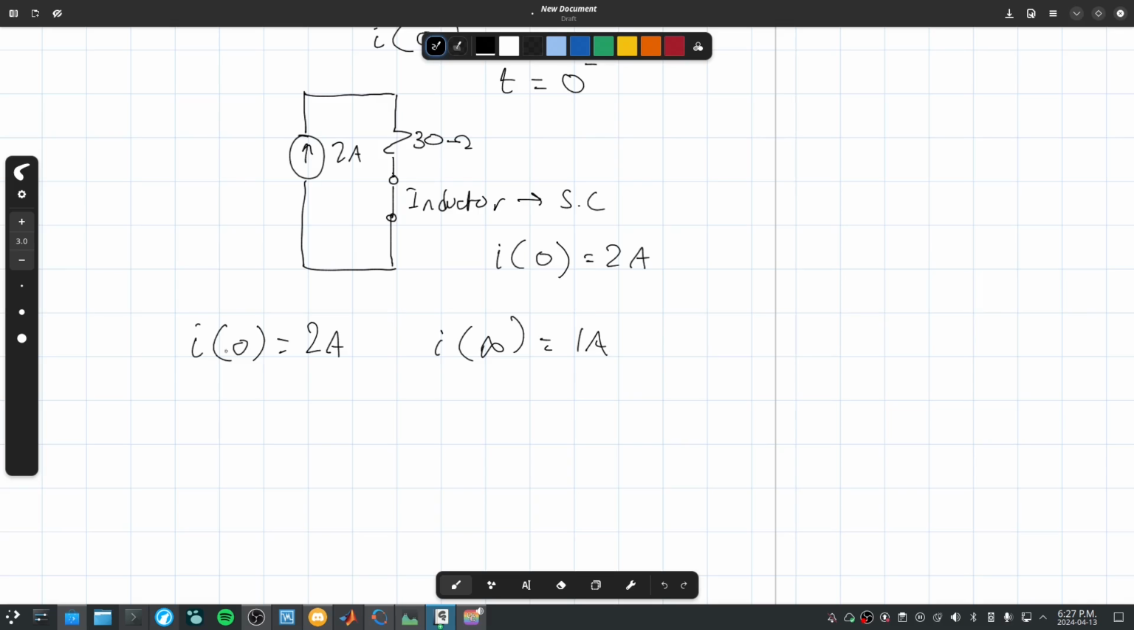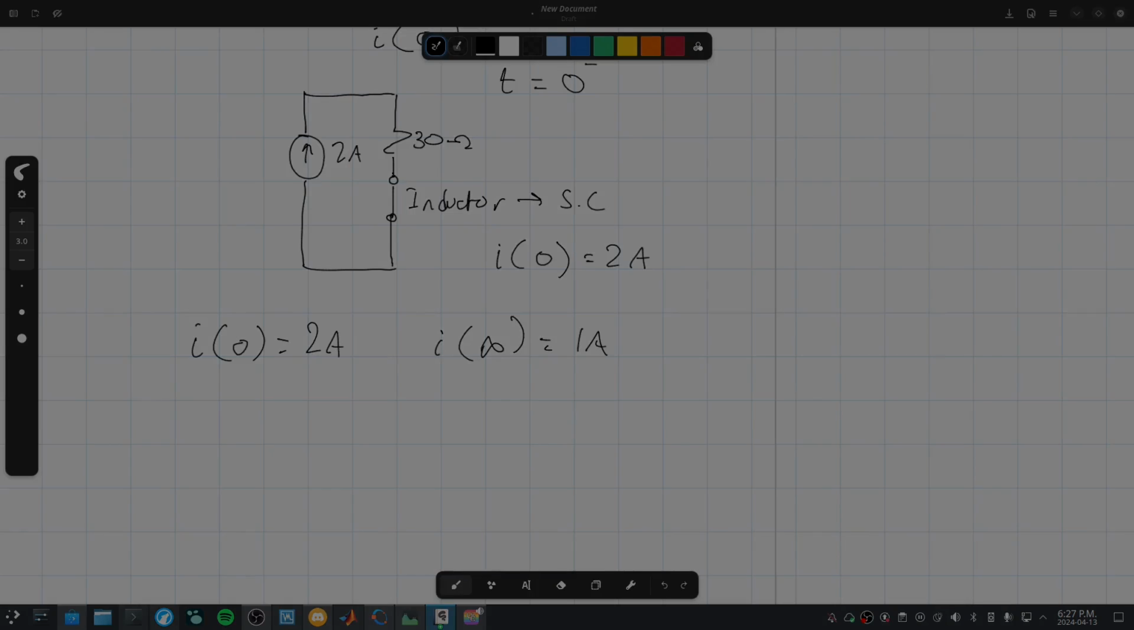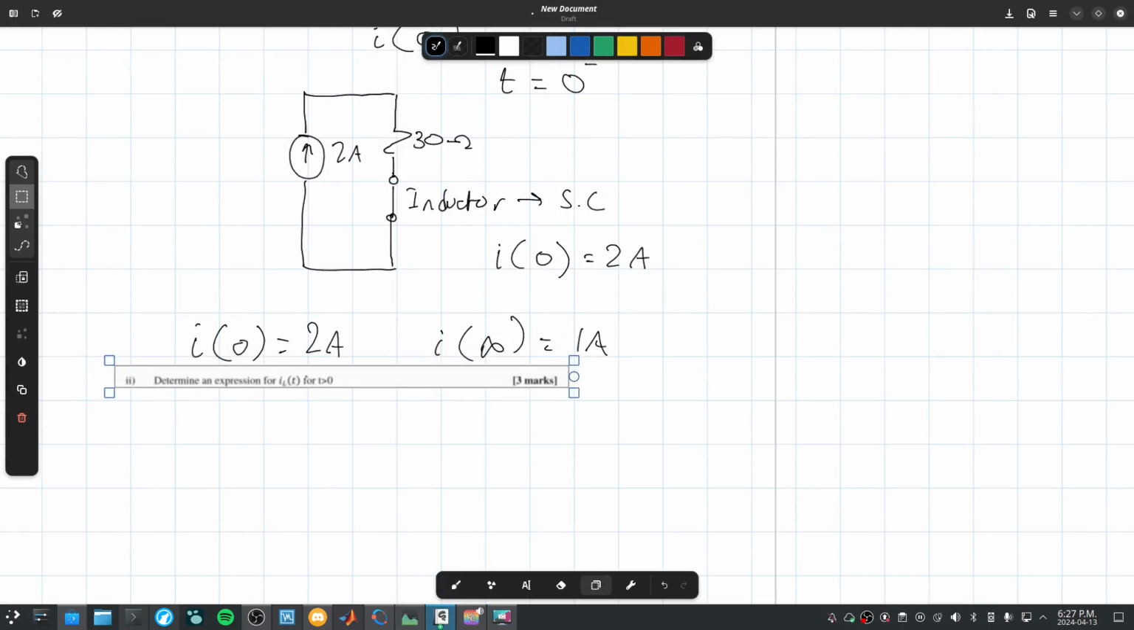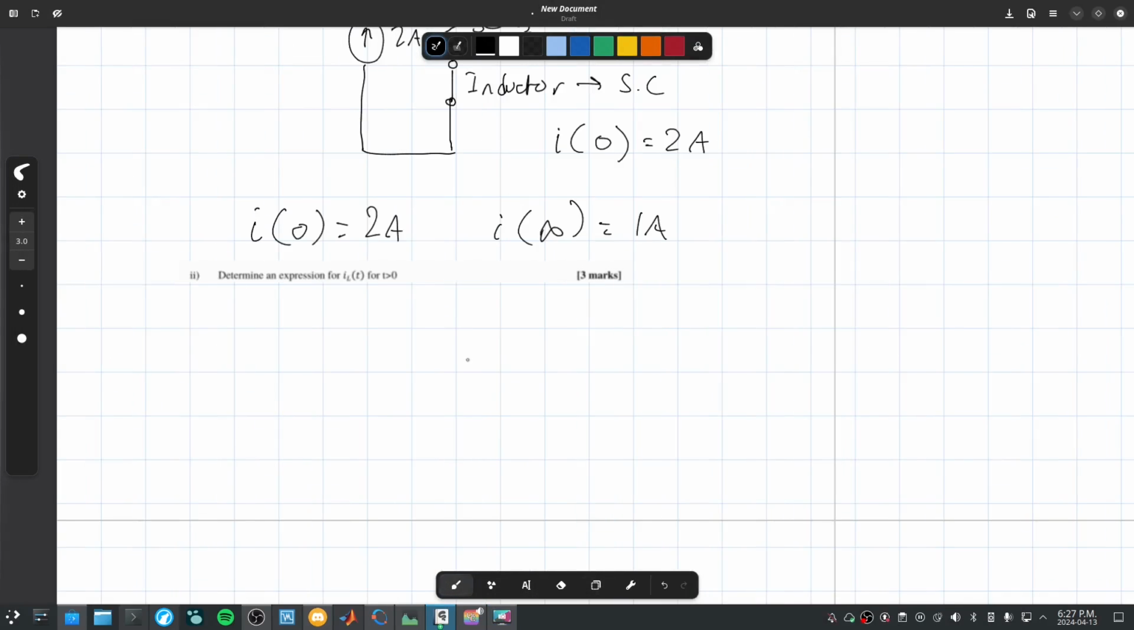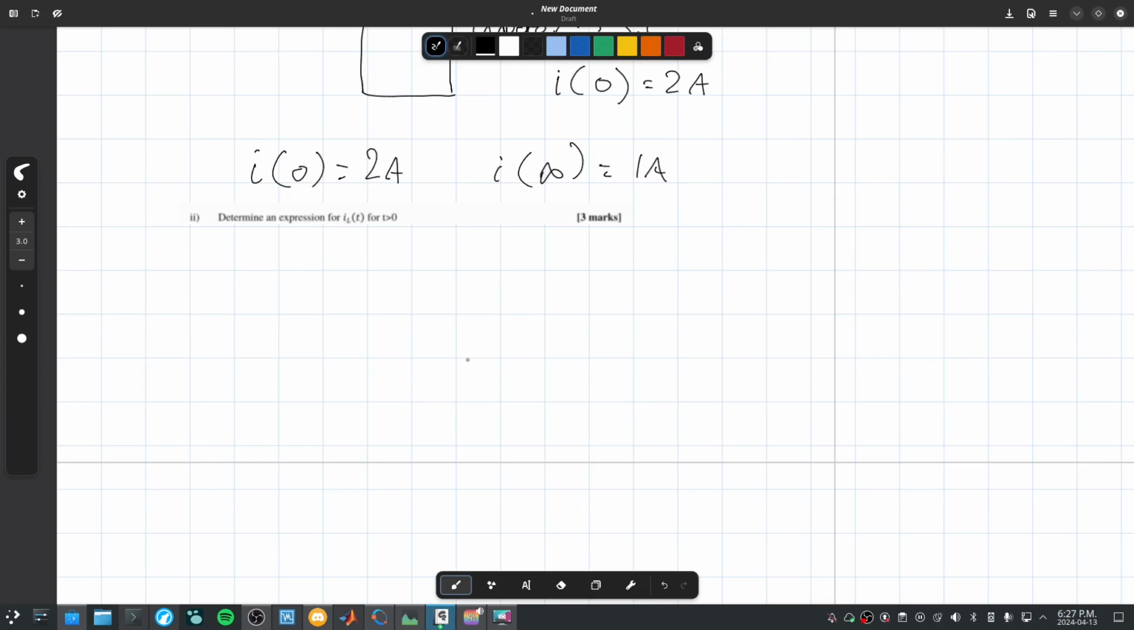Okay, part 2. Determine an expression for iL(t) for t bigger than 0. So this one, we can use the formula. They give it to us. I don't know if they will give this to us on our exam, so I would recommend you know this.